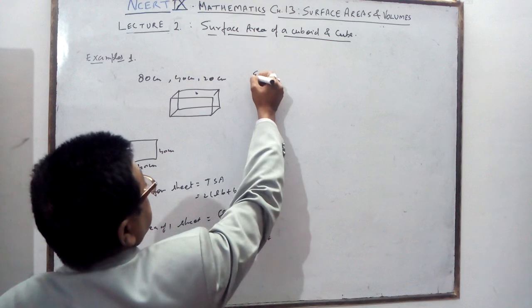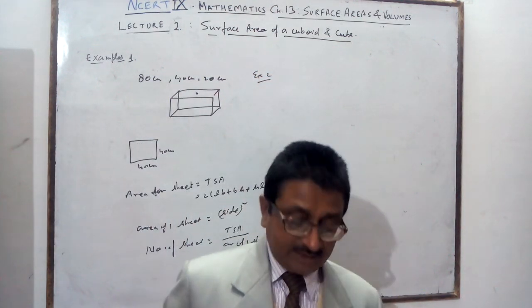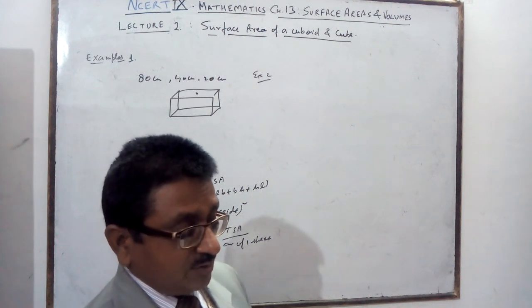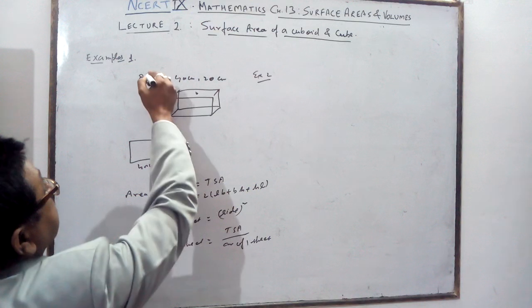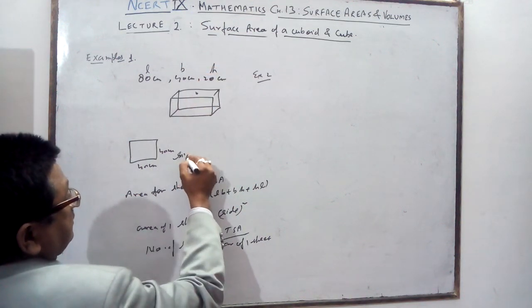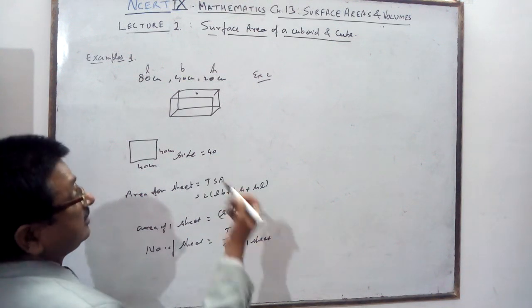Example number 2 is given. How will you solve example number 2? Very simple questions are here, and you will only put in the values. LBH is there, it is the L, it is the B and it is the H, and it is the side. Side is given as 40. Here 40 square, you write this and then get the answer.